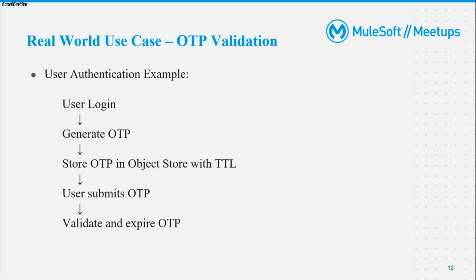So in this use case, when user logs in, we generate an OTP and store it in object store. When user submits OTP, we validate and expire it. So this is a very common real world scenario.